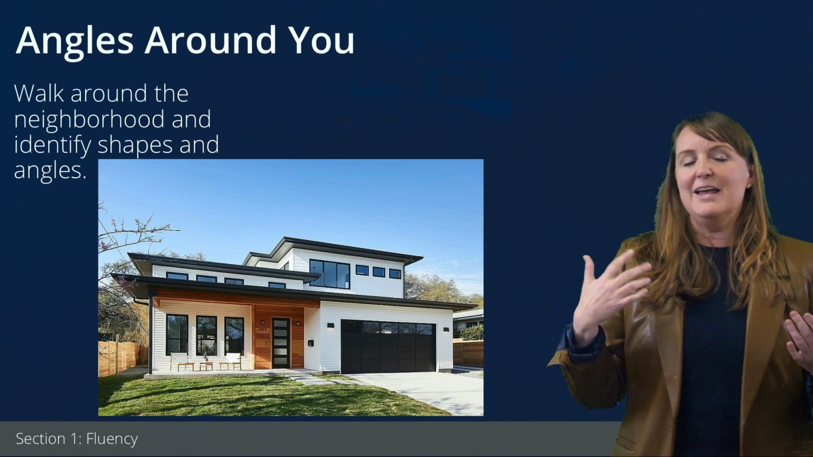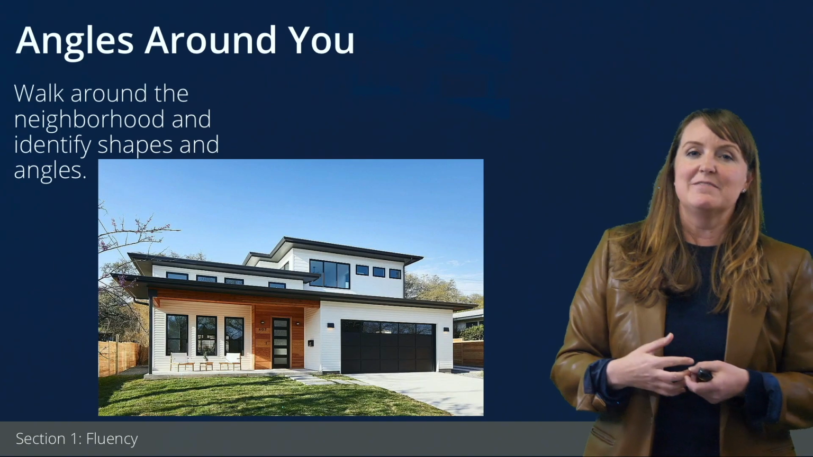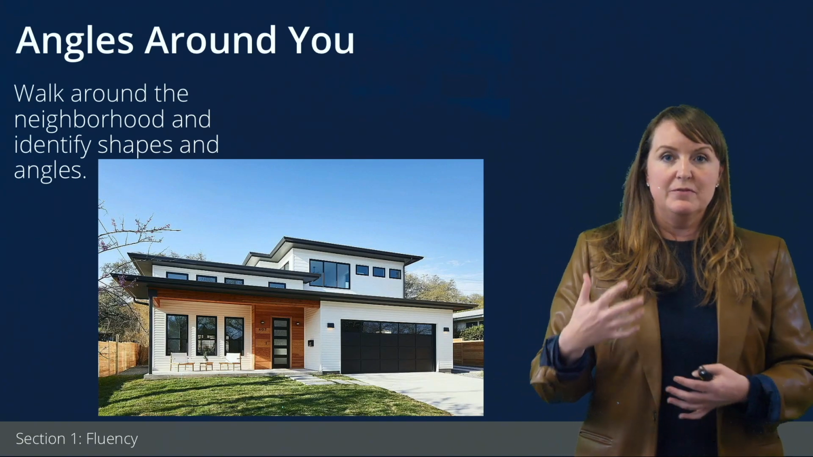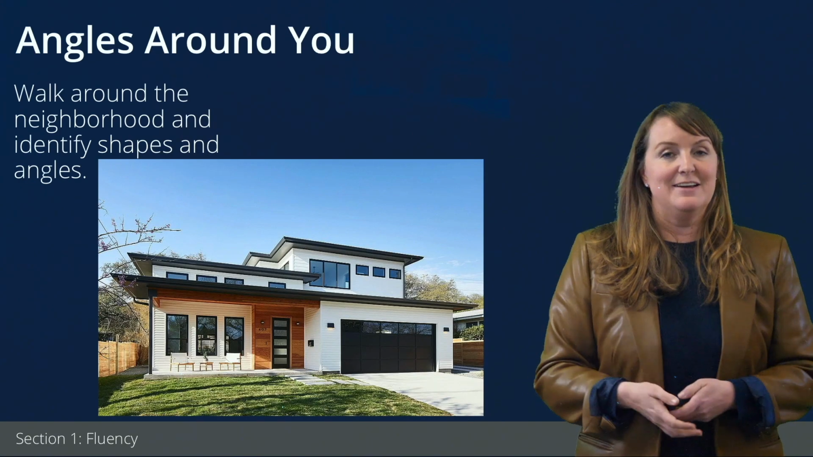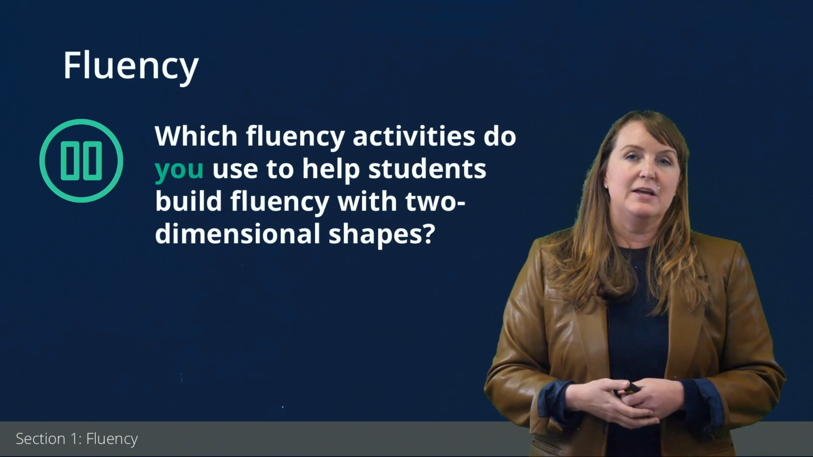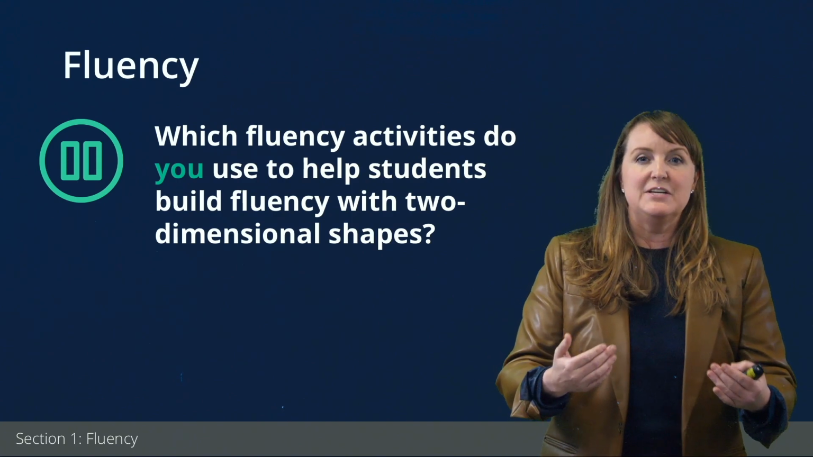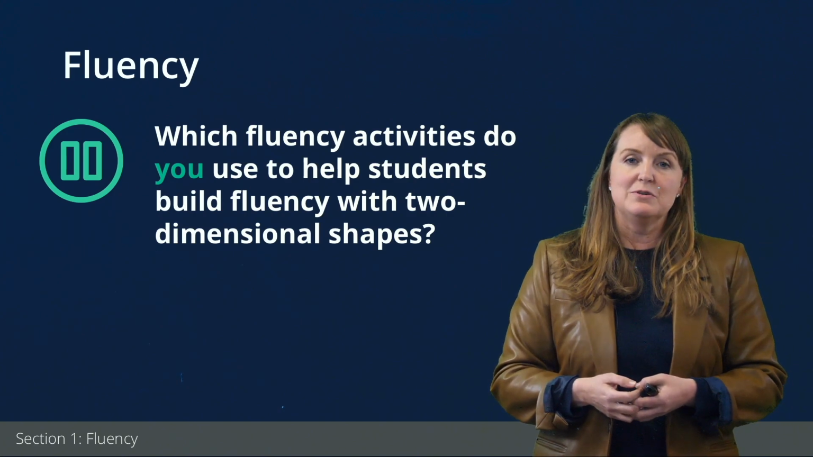So angles and quadrilaterals are all around us, and asking students to identify them in the environment is a nice way to build fluency with both those four-sided two-dimensional shapes and angles. So that brings me to a pause where I would like you to think about what are the fluency activities you use to help students build fluency with two-dimensional shapes.